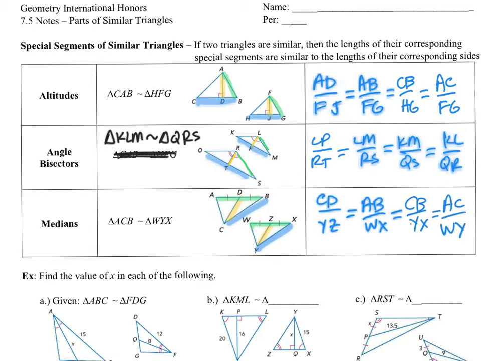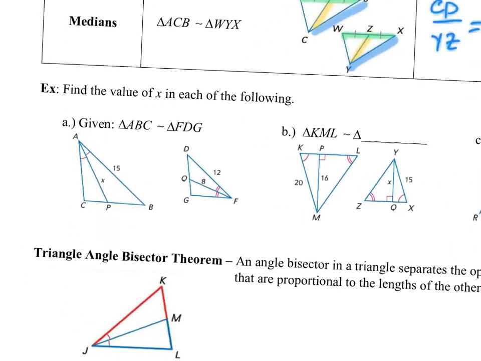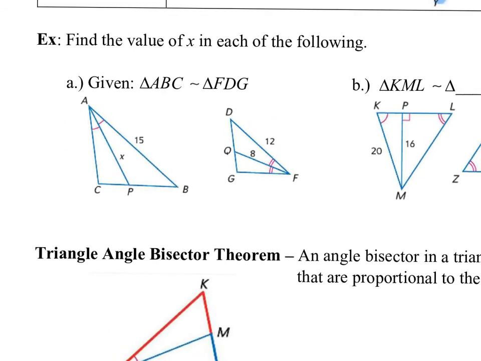All right, so let's use this theorem then to solve some equations. So in this first example, it says find the value of x in each of the following, and we're given the similarity statement that triangle ABC is similar to triangle FDG. All right, so we'll also notice that we have some special segments, and since we're looking at these arcs and these arcs, the special segments that we're looking at would be angle bisectors. So let me highlight those in yellow.